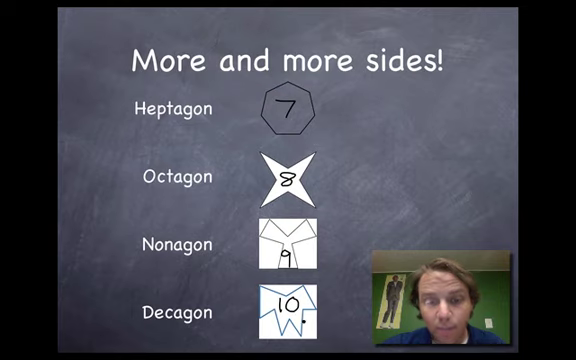Okay? Kind of cool. And look, these all end with the same 4 letters, agon, which just means it's a polygon. So heptagon is a 7agon, an 8agon is an octagon, and a nonagon is a 9agon, and a decagon is a 10agon. But we don't say that because it sounds weird.